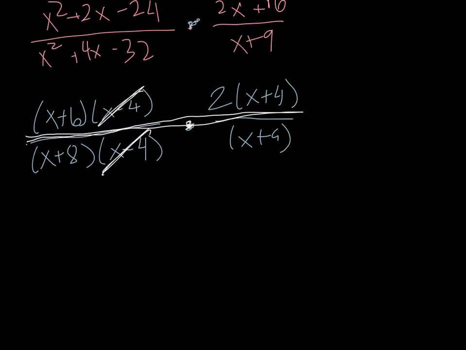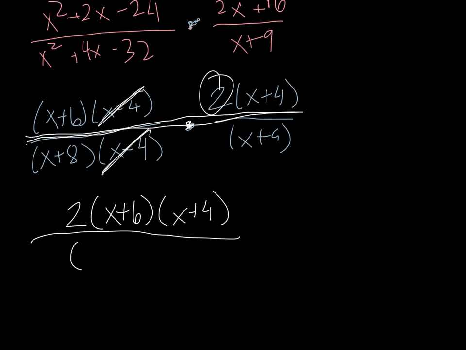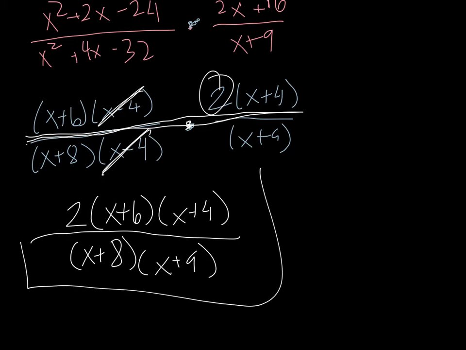So for my final answer, the 2 is still on top right here, and I have x plus 6 and x plus 4. On bottom, I have an x plus 8 and an x plus 9. So that would be my final answer for this one.